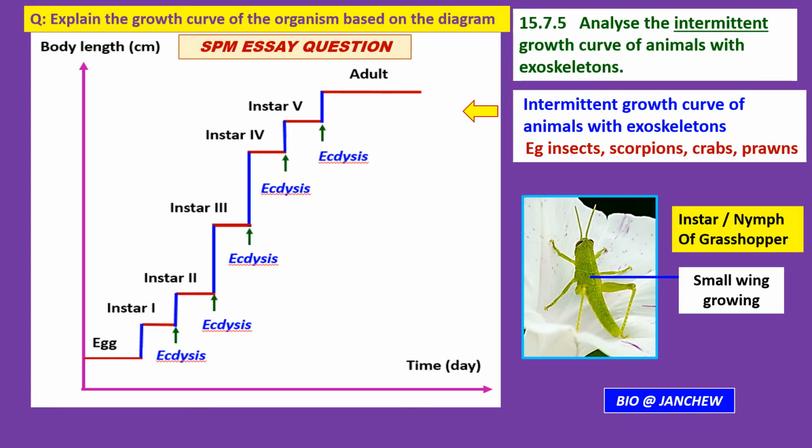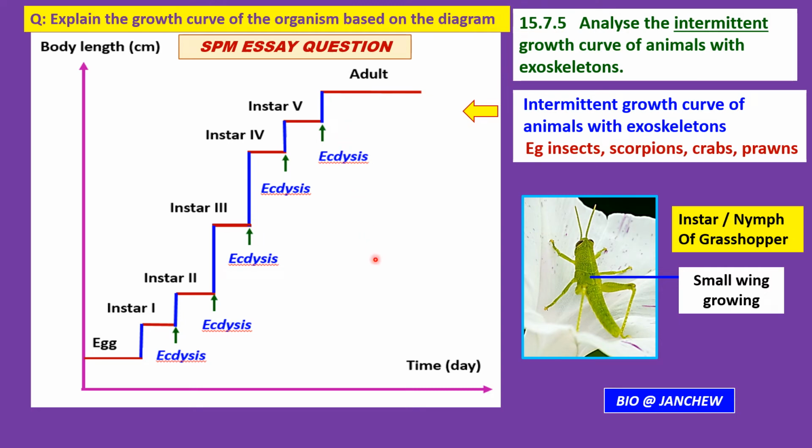Let us look at this important question which can be asked in SPM. Analyze the intermittent growth curve of animals with exoskeletons. Learning standard number 5, right? So here you can be given a diagram of the growth curve and be asked to explain the shape of the growth curve, right? So this has come out in SPM before, this growth curve. So we must be able to explain it, all right?